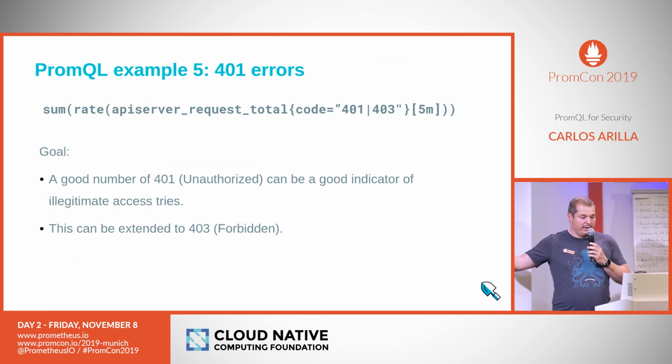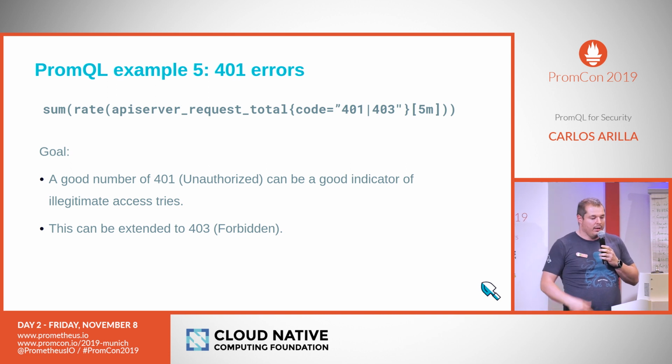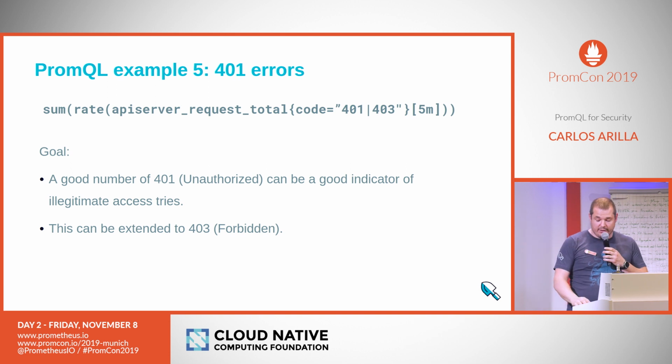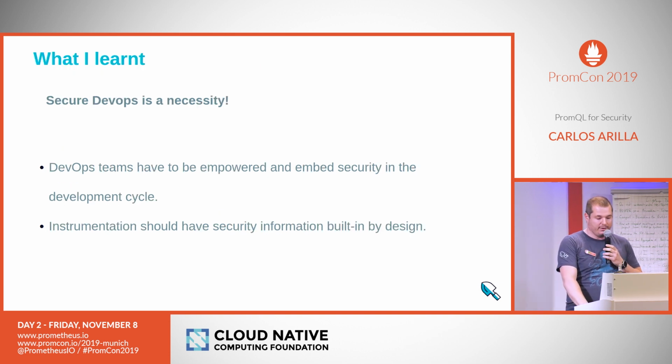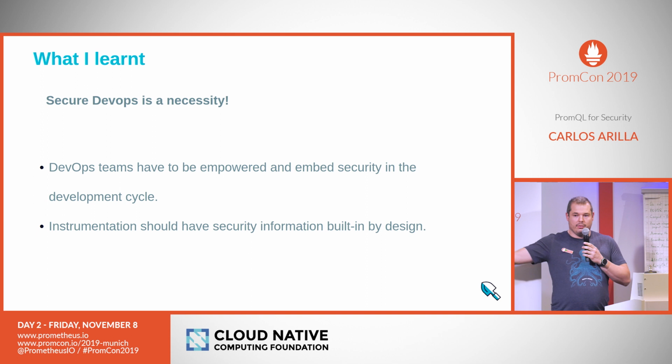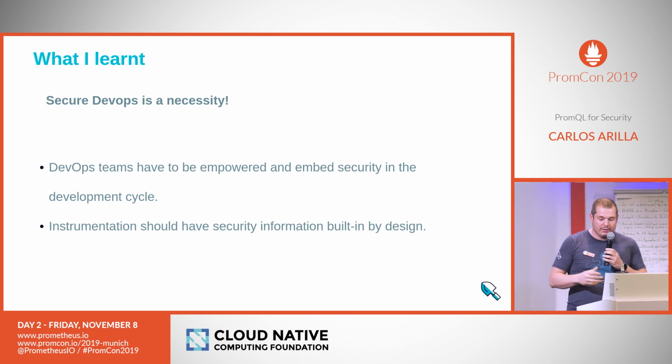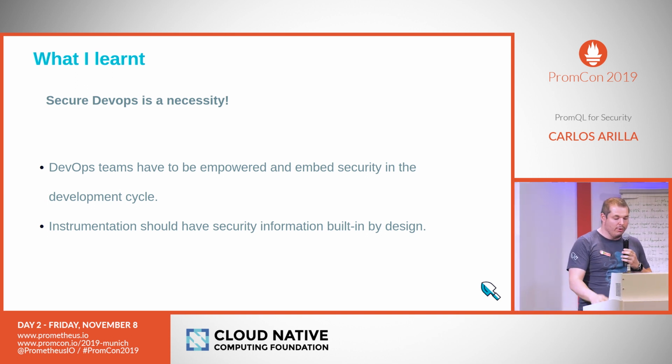And the last one is the error rate. You can see that here the error rate rises, so you have been attacked. So, conclusions: DevOps need to be empowered to have security responsibility, and you should have that in mind to instrument your code with security features.